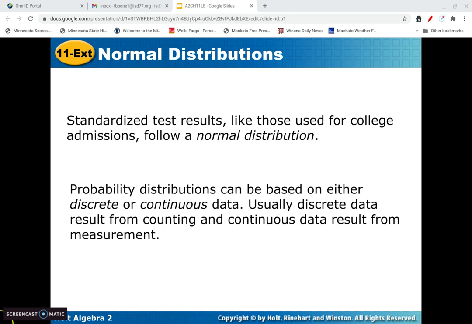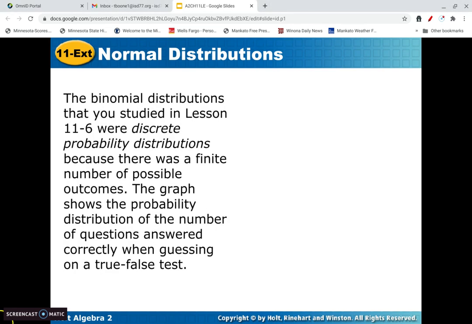All right, we're going to do a little extension here at the end of chapter 11, talking about what's called the normal distribution. A lot of standardized tests, like the ACTs and MCAs and all those types of ones that you've done or will do, kind of follow what's called a normal distribution. Probability distributions can be based on this type of data, and so we use this as a way to standardize some different things.